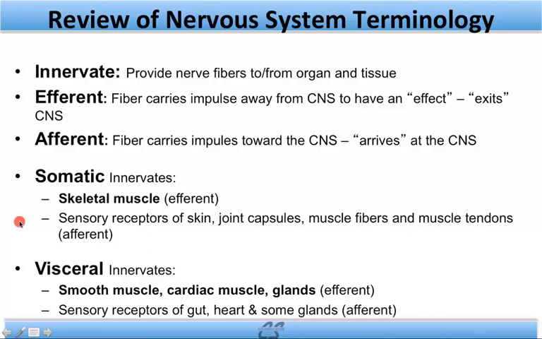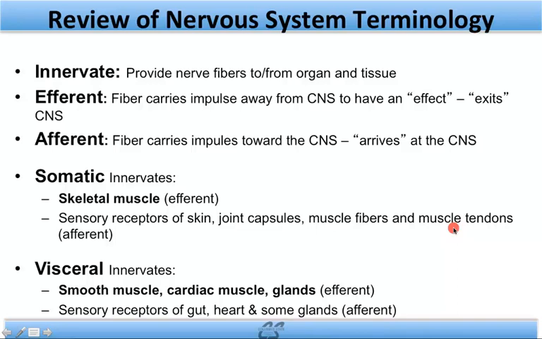Before moving on, just realize that soma means body. So somatic, meaning body, you're thinking, well, let's move the body, or let's bring back sensory from the body wall, like specifically the skin, or let's bring back sensory information from the position of the body. So soma, meaning body, has meaning there.